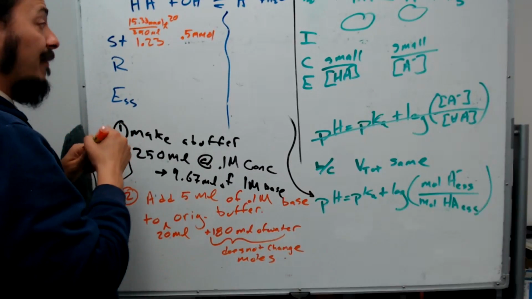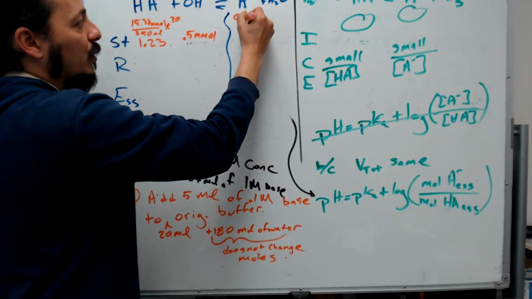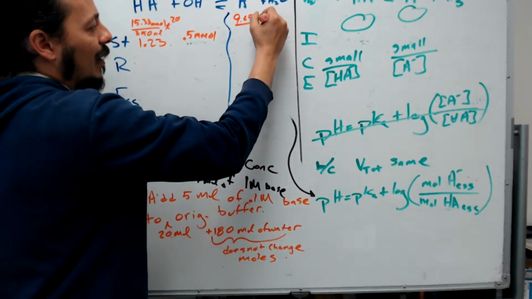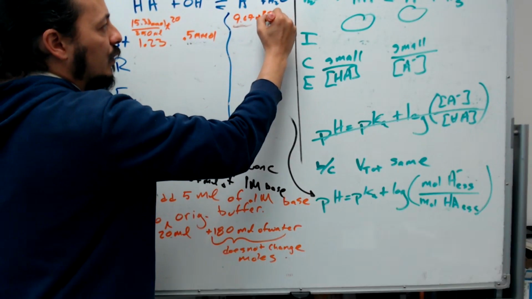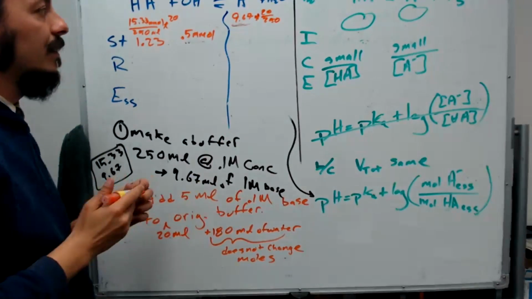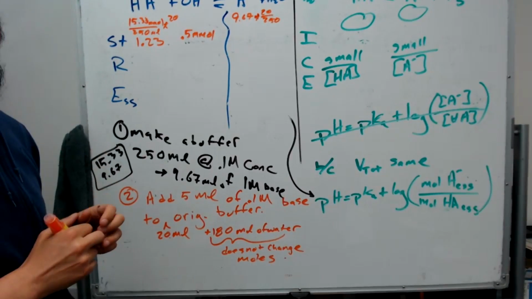Oh, I have to do the same thing over here for my A minus, right? Because I had some A minus present, 9.67 times 20 over 250, right? My milliliters will cancel out, and it'll give me the portion of moles that I'm taking.